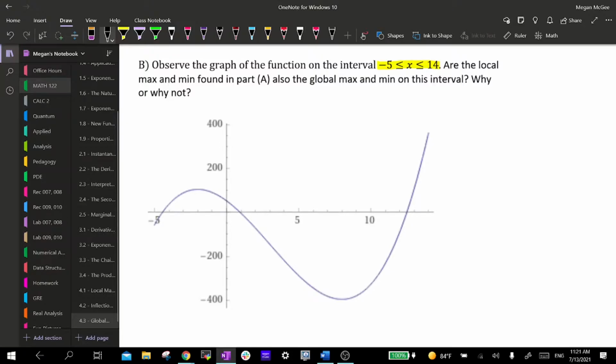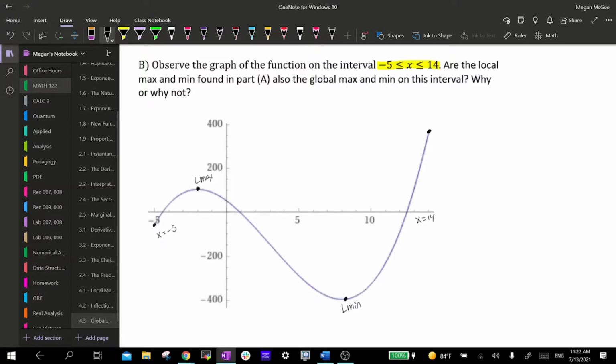So we found we had a local max at x is equal to negative 2 over here. And we had a local min at x is equal to positive 8. Alright, so these are the 2 points we just found. And we are asked, are these the global max and min on this interval? Well, remember, we need to take into account the end points. So we also care about this point here, where x is equal to 14, and this point here, where x is equal to negative 5.